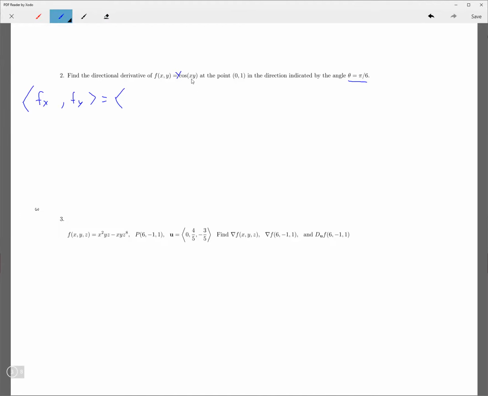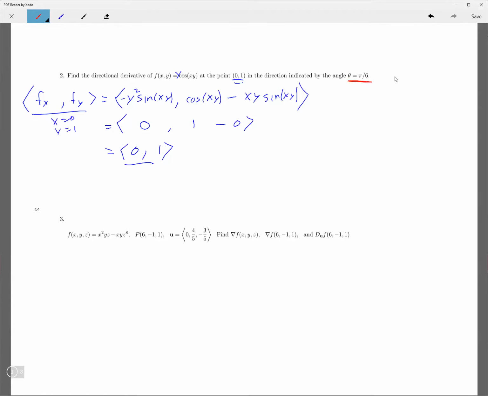So the partial with respect to x is still going to be the same thing, but the y is going to be squared. Okay, and then the partial with respect to y is going to be cosine of xy minus xy sine of xy. Okay, good. Now at this point, you're going to set x equal to 0 and y equal to 1. And that's going to make that all 0. And this will be 1, because cosine of 0 is 1, and then that's 0. So it's going to be 0, 1. Okay, that's going to be this part here.